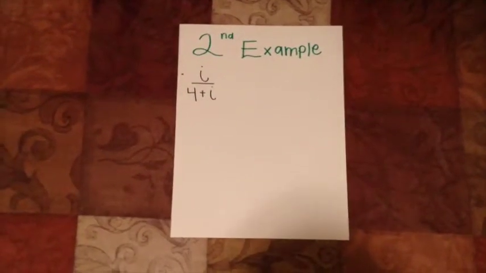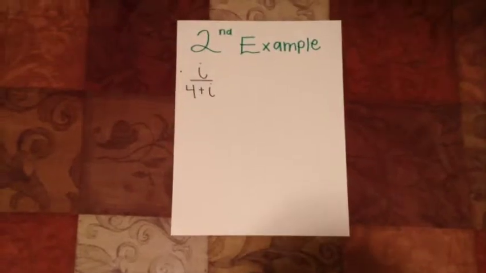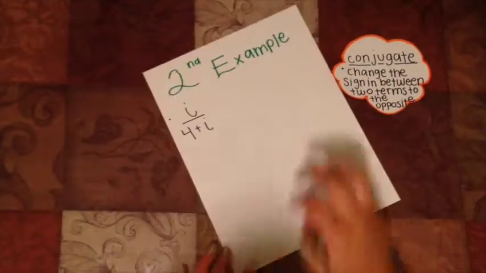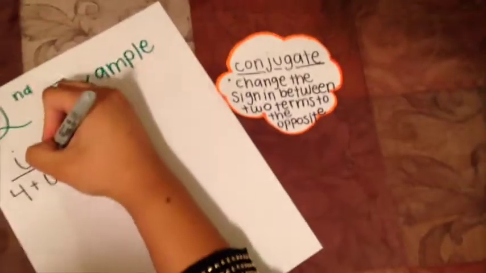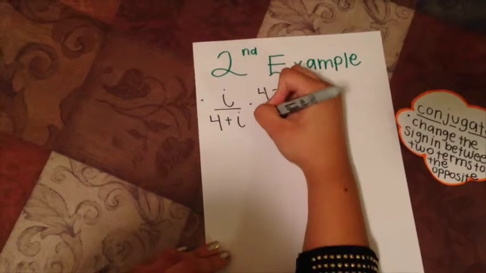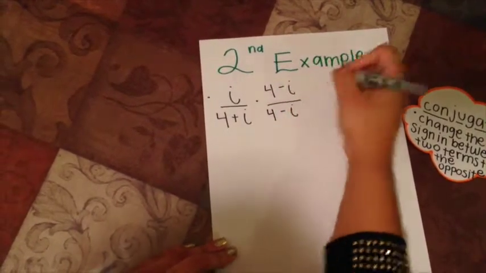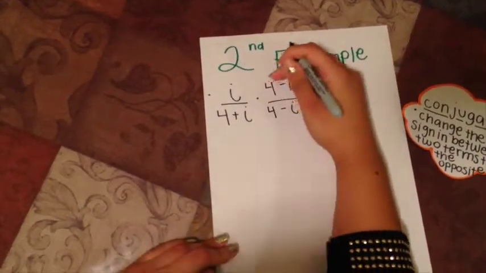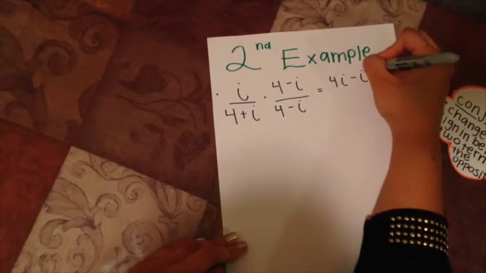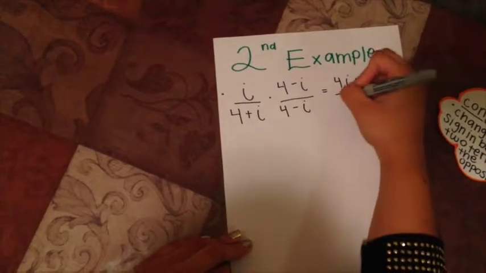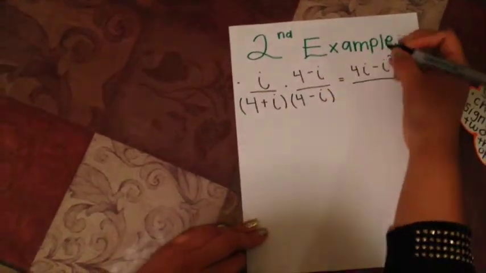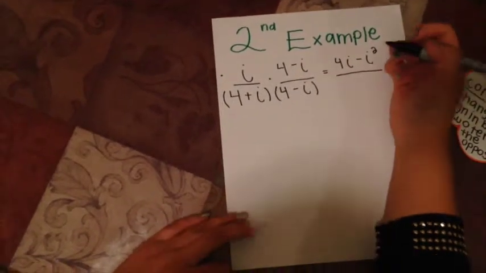Okay, so for the second example, we have i divided by 4 plus i. And since i is on the bottom, we're going to have to multiply by the conjugate again, which is 4 minus i instead of 4 plus i. For the top, we're just going to have to distribute the i. We're going to get 4i minus i squared over, and for the bottom ones, we're going to have to do FOIL, which is first, outer, inner, last.